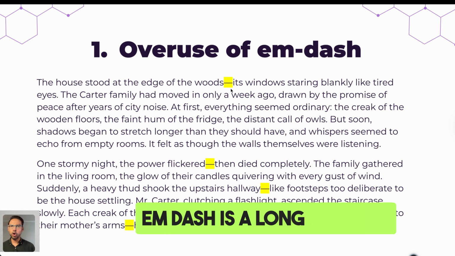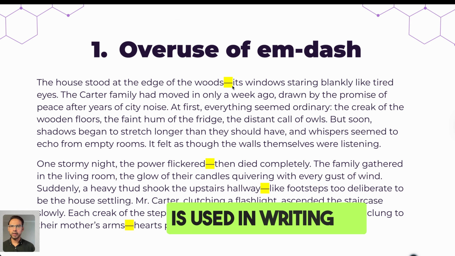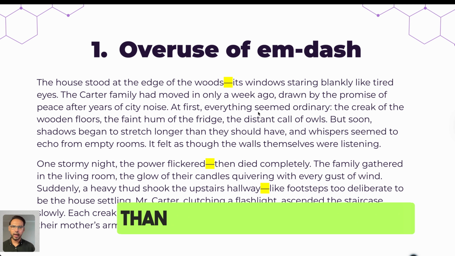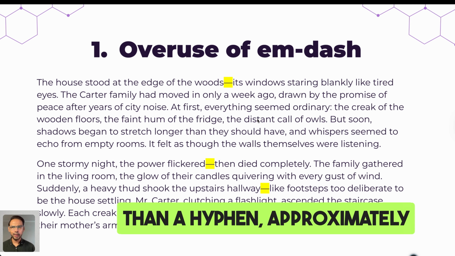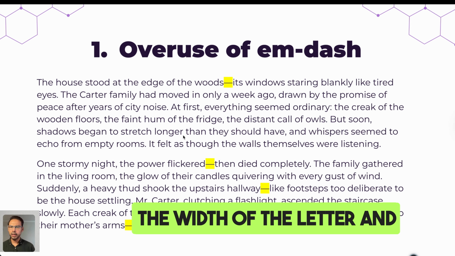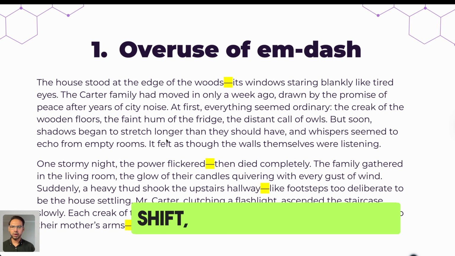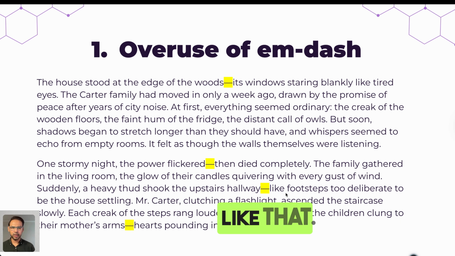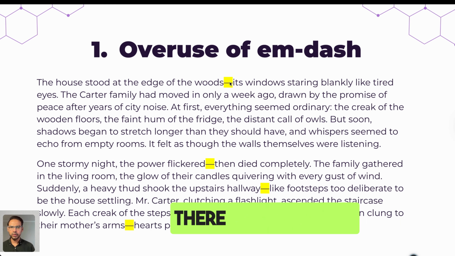An em dash is a long line that is used in writing to show a break in a thought, longer than a hyphen, approximately the width of the letter M. And on a Mac, you can use Option Shift minus to create signs like that. So in this writing, there is overuse of em dashes in these pairs.